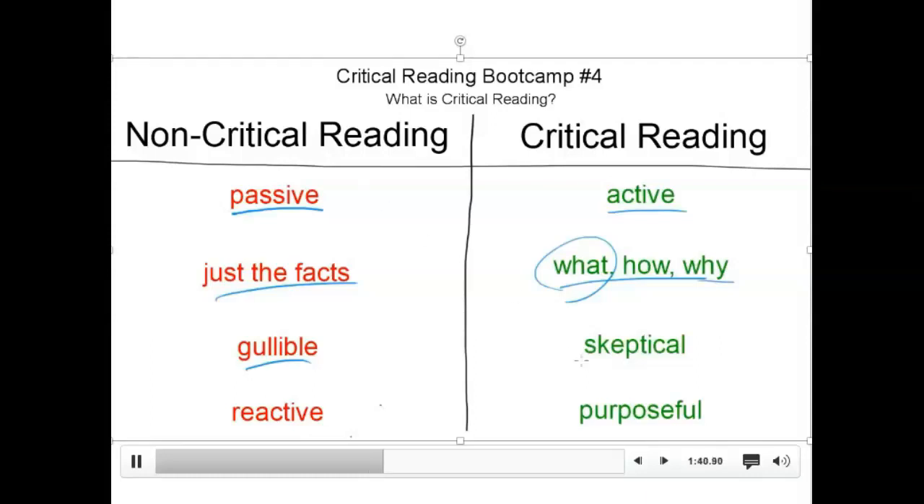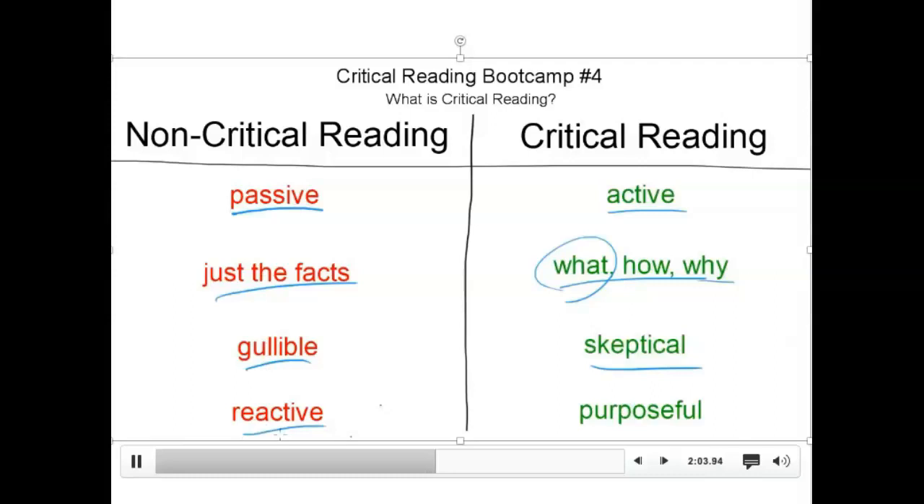Whereas a critical reader is more skeptical. Doesn't mean you think that anyone you read is lying. It's just you always want to know, how did the author know this? How is the author arguing this? Is this actually true? What are the assumptions? Questions like that. So you're skeptical. You can eventually accept what they're saying is true, but you just don't off the bat say, oh yes, I believe everything you say. And finally, non-critical reading is reactive.